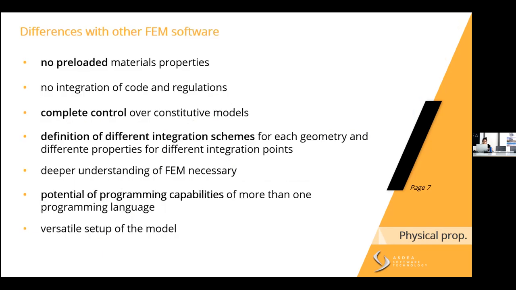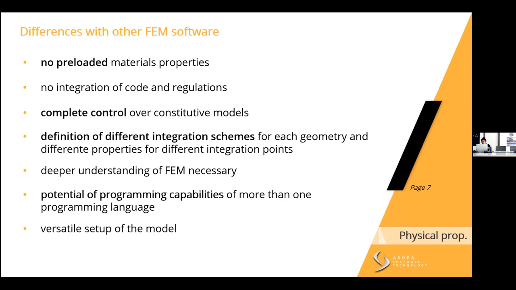So what's the difference between OpenSees and STKO and all the other software? In STKO and OpenSees, you don't have preloaded material properties. You have material constitutive behavior. So you cannot choose among regular materials that you find, for example, in construction or in the codes. There is no implementation of code and regulation calculations, so that's something you have to add yourself. But you have complete control over such constitutive models. You can adjust and modify them at will. You can define different integration schemes for each geometry and different properties for different integration points. You need to have, of course, a deeper understanding of them to implement all of this.